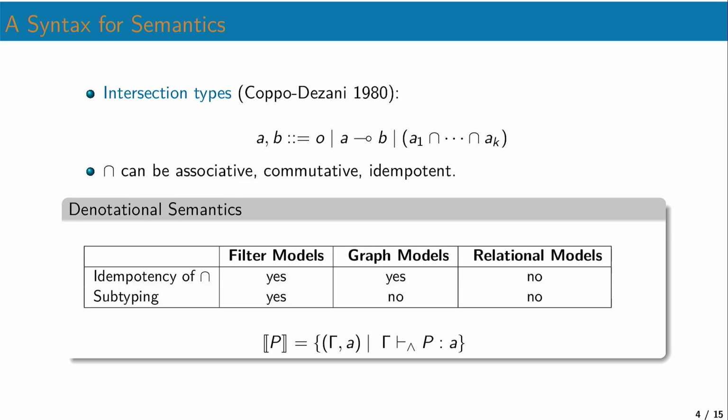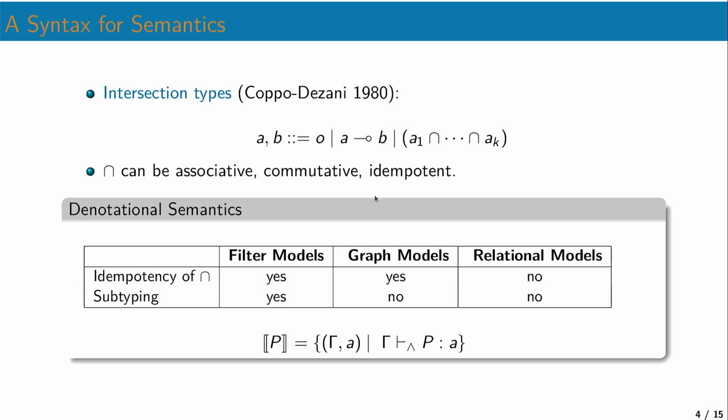Now, intersection types were first introduced by Coppo and Dezani in the 80s as an extension of simply typed lambda calculus, where we had this intersection constructor, k-ary intersection constructor, where k can also be 0. In general, the idea being that if a program is typable with both type A and B, it should be typable with the intersection type A intersection B. The intersection should normally be at least associative and commutative, can be idempotent, and these intersection types are very powerful.